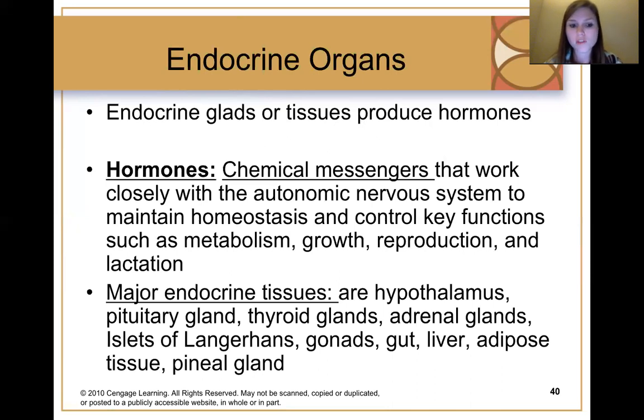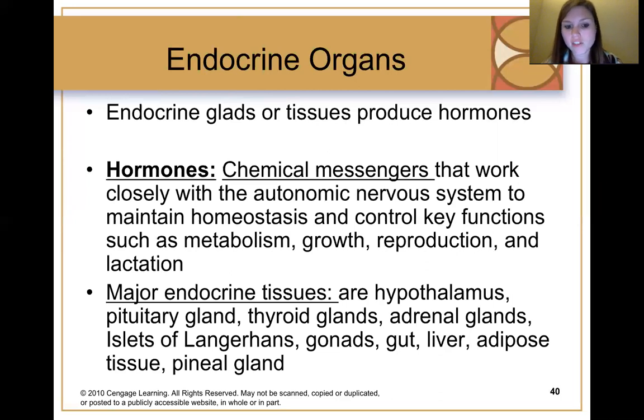So where are hormones produced? Where are these endocrine tissues in the body that produce these hormones? So there are a lot of different endocrine tissues in the body. So you have the hypothalamus and the pituitary gland, which are going to be in the brain. You have your thyroid glands, adrenal glands, islets of Langerhans, and those are in the pancreas. So the pancreas is a big endocrine organ. Gonads, the gut, liver, adipose tissue, and the pineal gland, which is also in the brain.